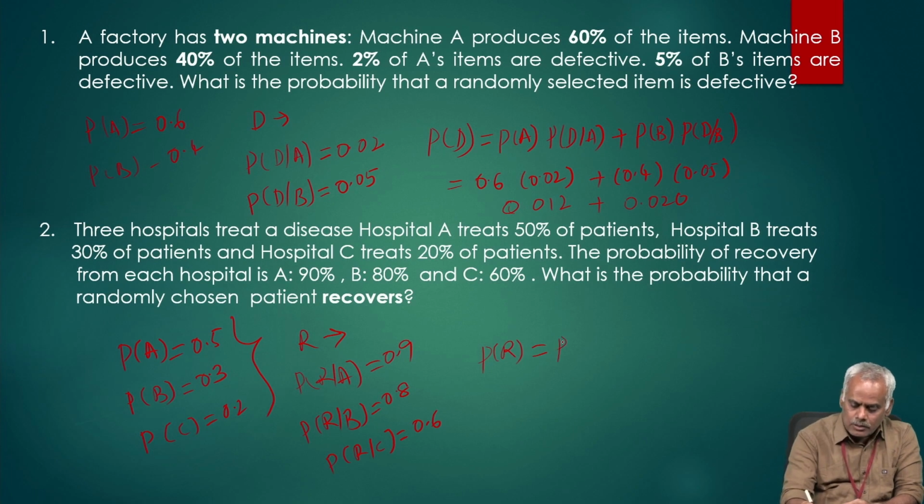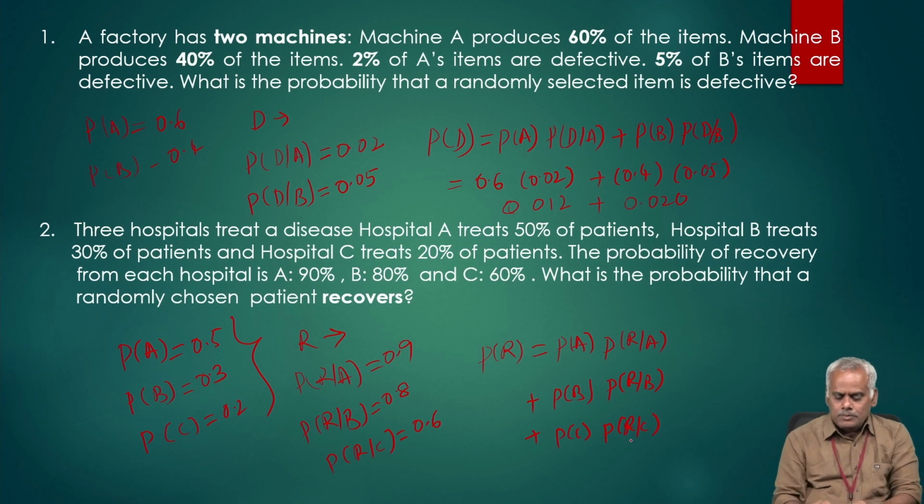So first consider hospital A, and from that recovery rate. Then consider B, recovery rate from B. Then C. So it is 0.5 into 0.9, 0.3 into 0.8, 0.2 into 0.6.